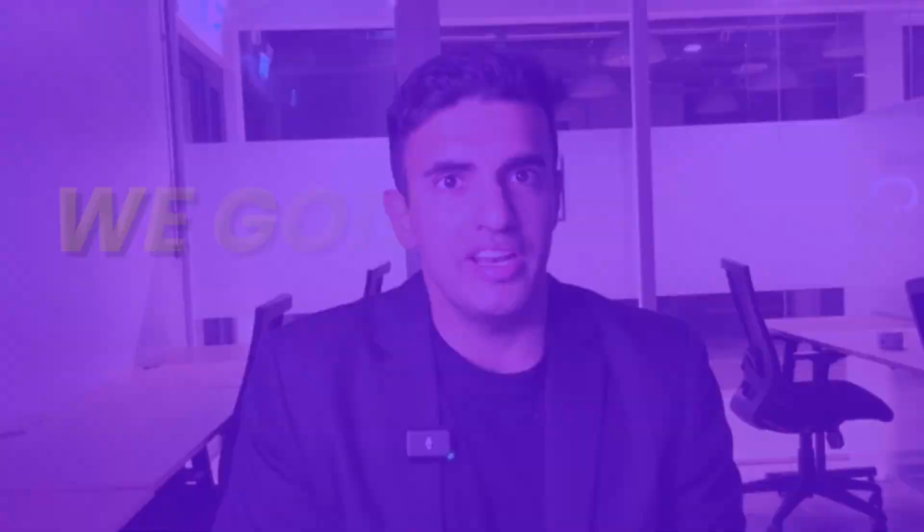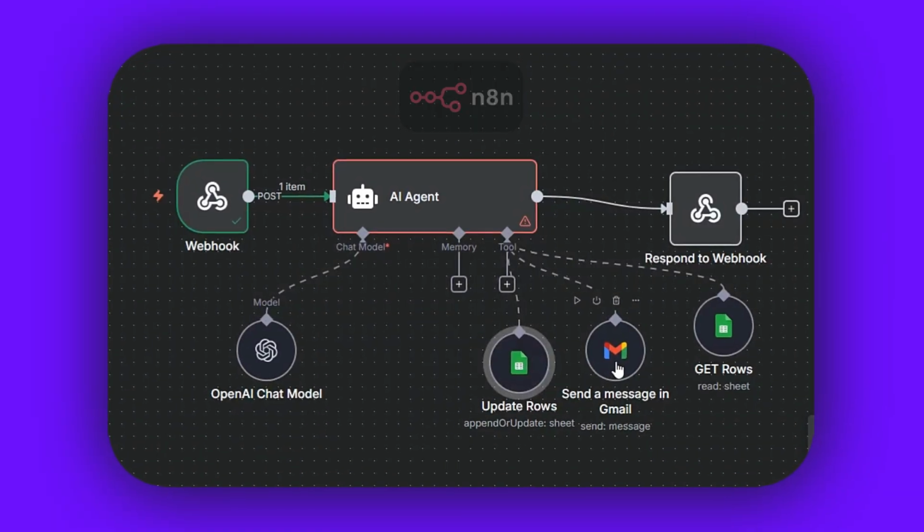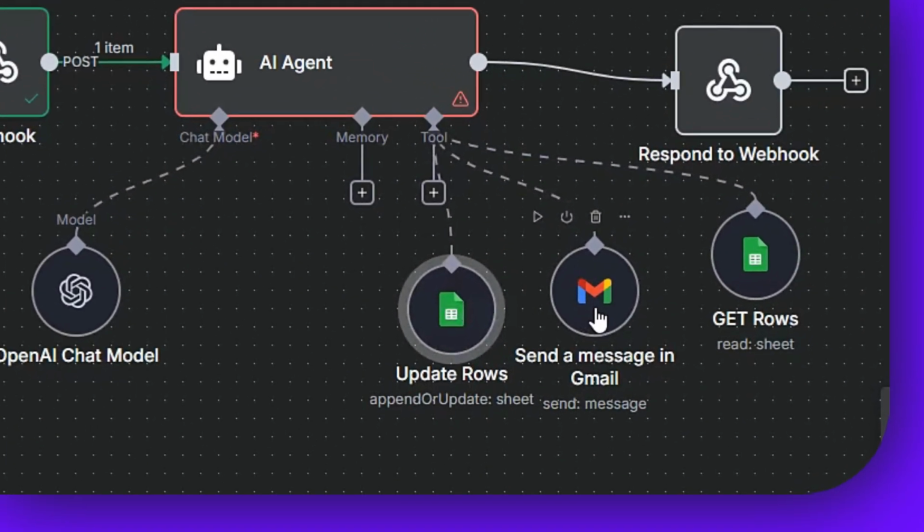Today in this video, we are going to create a complete front end using AI Lovable, and we are going to connect it to an n8n automation, which is going to be connected to Google Sheet, Gmail, and we are going to have this end-to-end whole application. You're going to love it because this is exactly how you can build a SaaS and you can connect it to the backend using n8n.